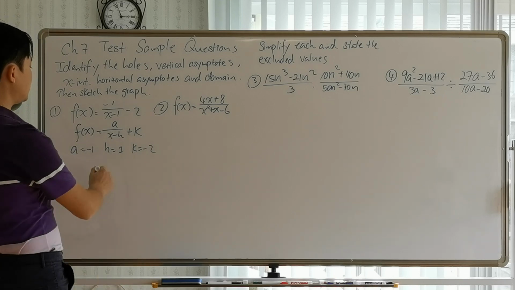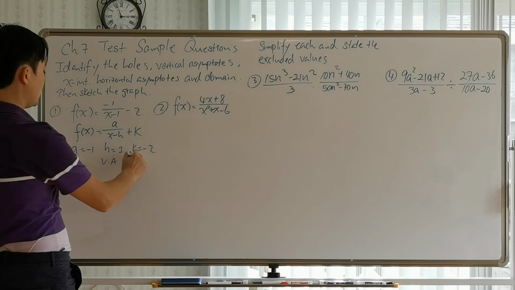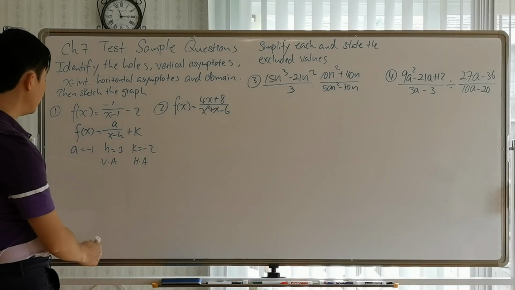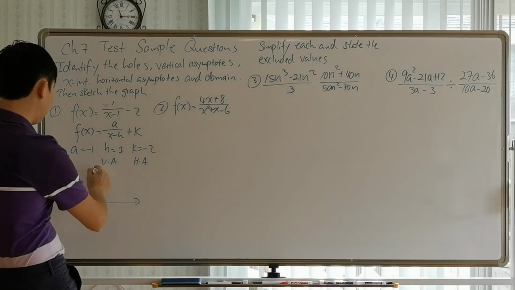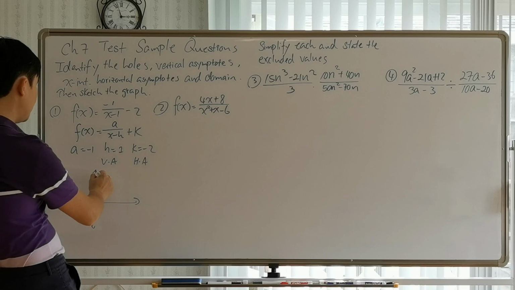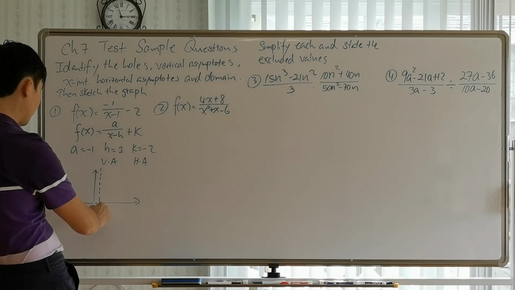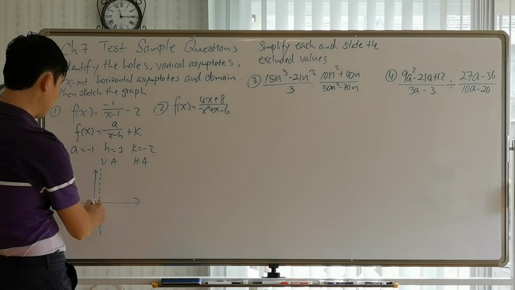So one thing that we notice, VA, the vertical asymptote, is the value of h. And then HA, the horizontal asymptote, is the value of k. So starting with VA and HA first. VA is 1, so it's 1 unit to the right. Make sure that you show me the vertical asymptote, dotted. And then k equals negative 2.